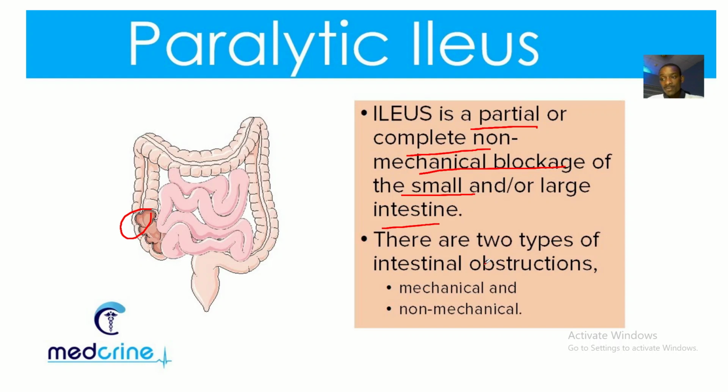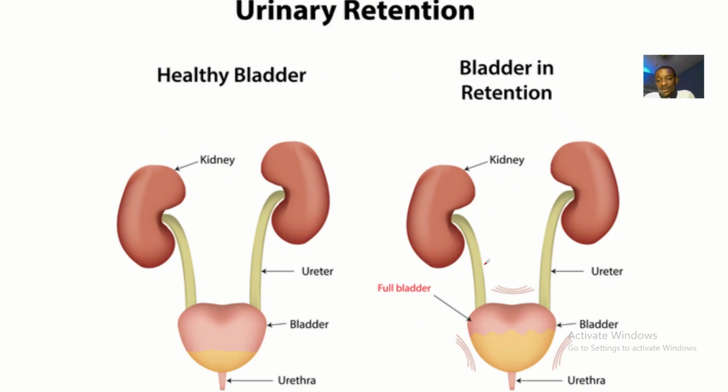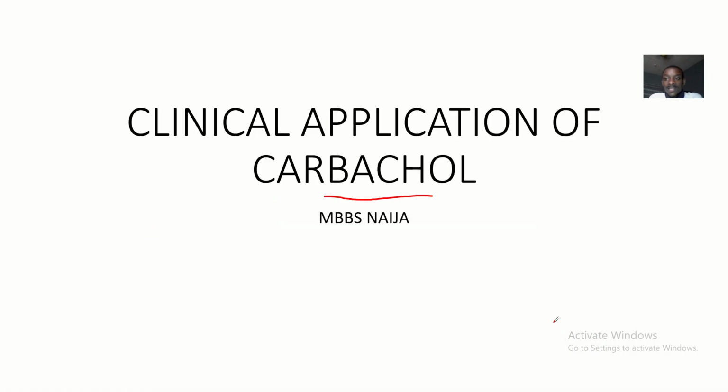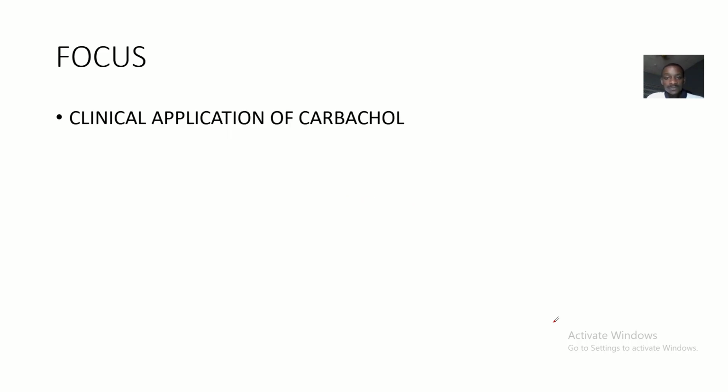It's a non-mechanical blockage, all right? So it's due to maybe the muscles. It's not something physical that is blocking it. So you want to stimulate the muscles so that digestion can go on. And this is urinary retention. Normally your urine should be like this. So if you have urine being kept back in the bladder for a longer time or in a higher volume, that's what we call urinary retention, right? So that's it about the clinical applications or uses of the drug carbachol. Right, so see you guys pretty soon.